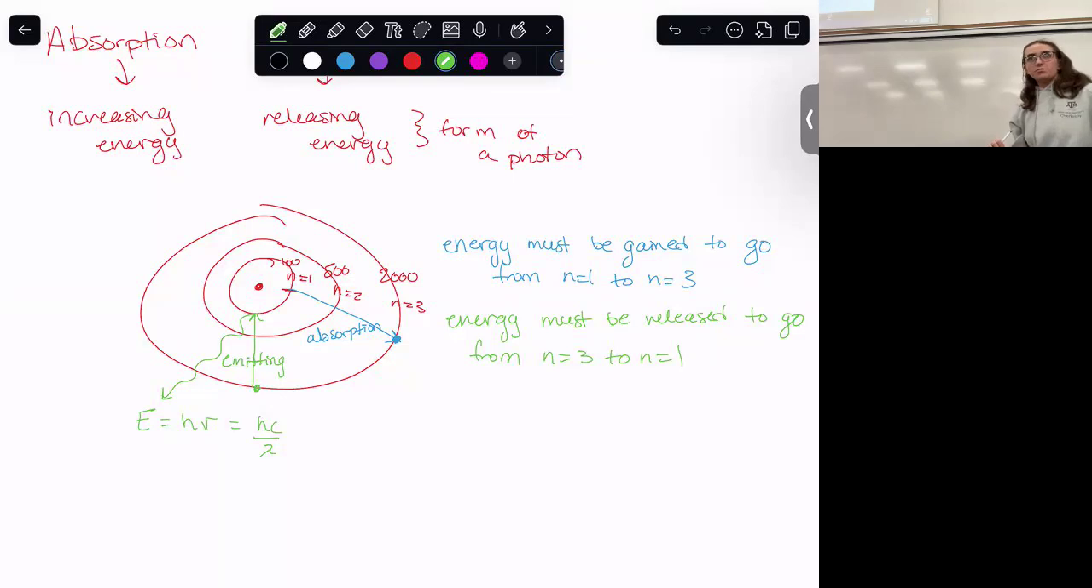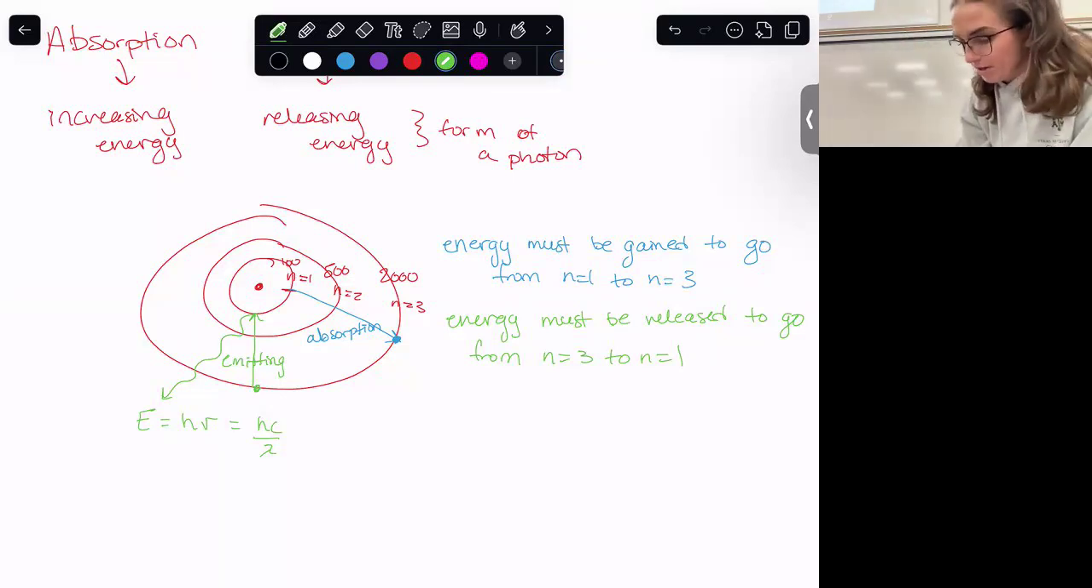So energy is only done when they're emitting? So if it was absorbing, you couldn't solve for E? You can still solve for E. Okay. So it's just the opposite, right?